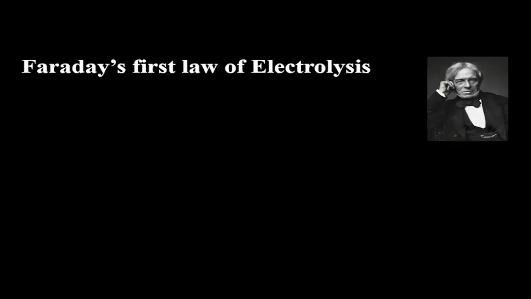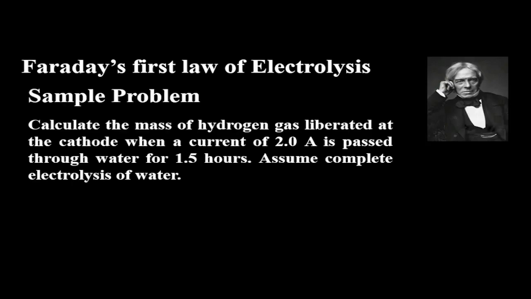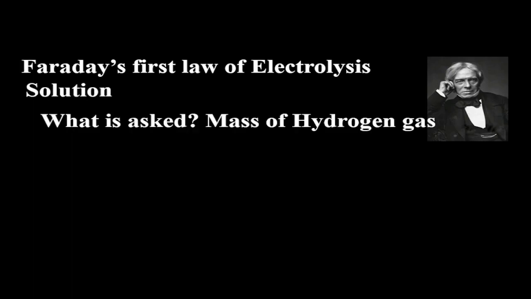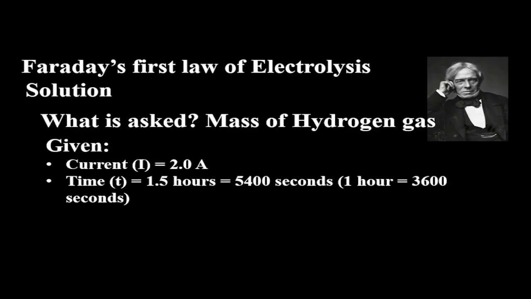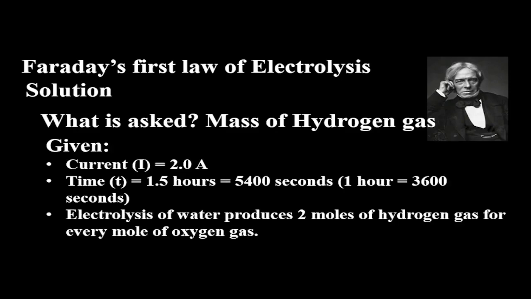To illustrate this, let us answer a sample problem. Calculate the mass of hydrogen gas liberated at the cathode when a current of 2.0 A is passed through water for 1.5 hours. Assume complete electrolysis of water. We are asked to find the mass of the hydrogen gas. We are given the current and the time, and we should know that electrolysis of water produces 2 moles of hydrogen gas for every mole of oxygen gas.